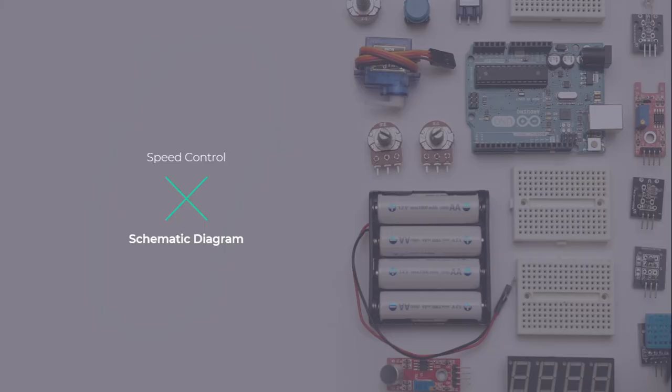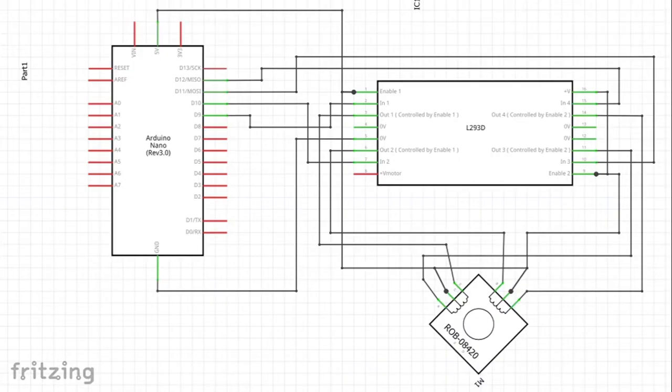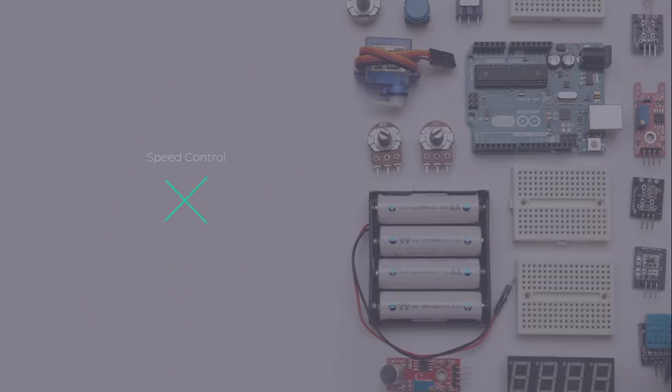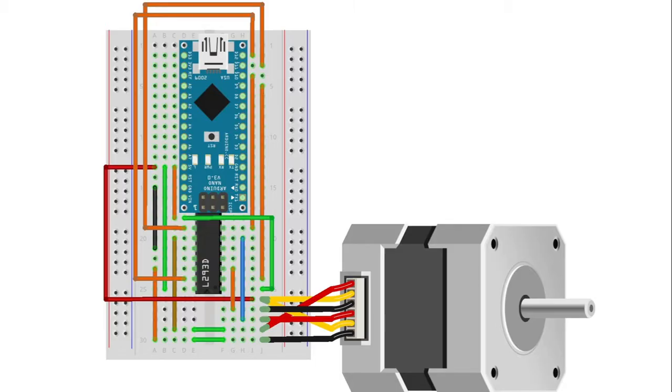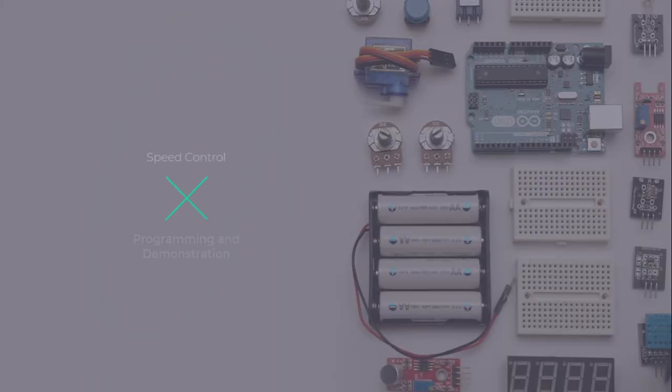Alright, so for the schematic diagram of the speed control, this is similar to the direction control, nothing really changed, as well as for the speed control circuit assembly, nothing changed, it's still the same. It will be using the same circuit assembly and schematic. And for the programming demonstration, again, we will show you the sped up version of the coding and the demonstration itself.